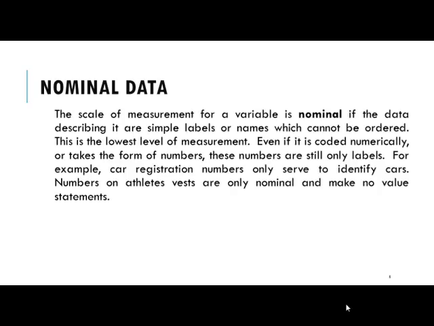For example, a car registration number. The car registration number has no numerical importance, but is just an identification sign. It only serves to identify cars. Numbers on athletes' vests are only nominal and make no value statement.